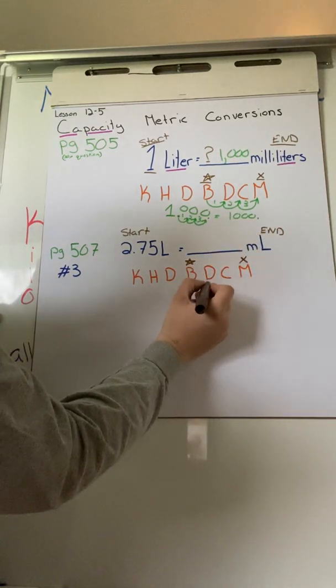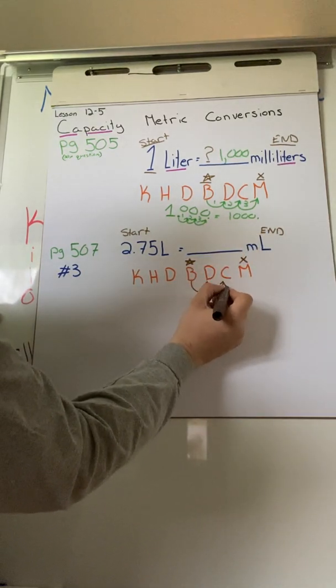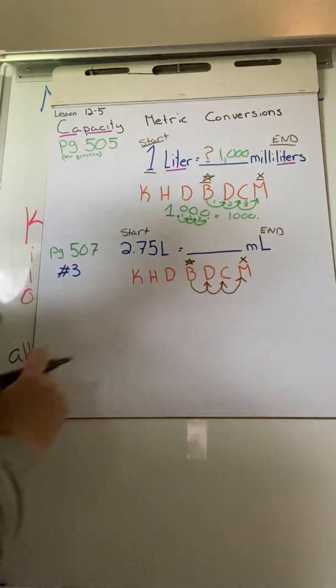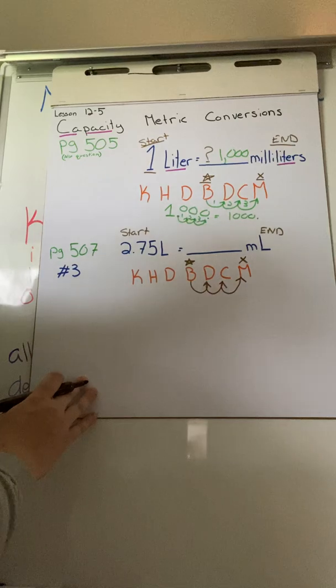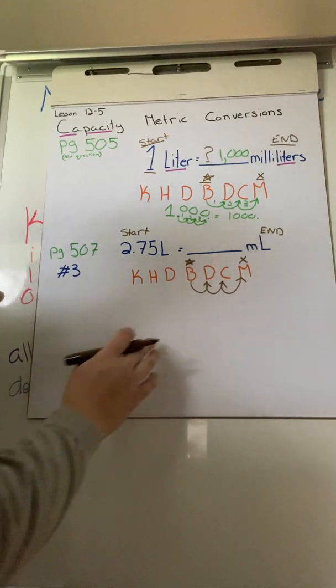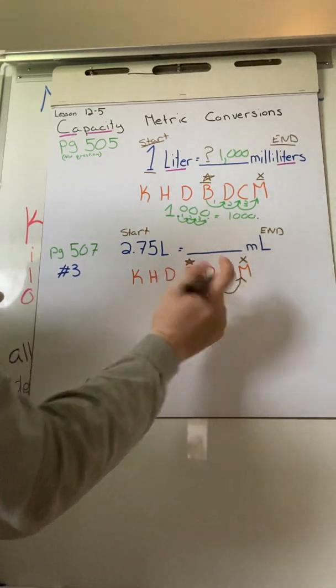And I count 1 place value, 2 place values, 3 place values. Sorry, that's my daughter upstairs running around, if you can hear the squeaking in the background. All right, so I moved it 3 place values.